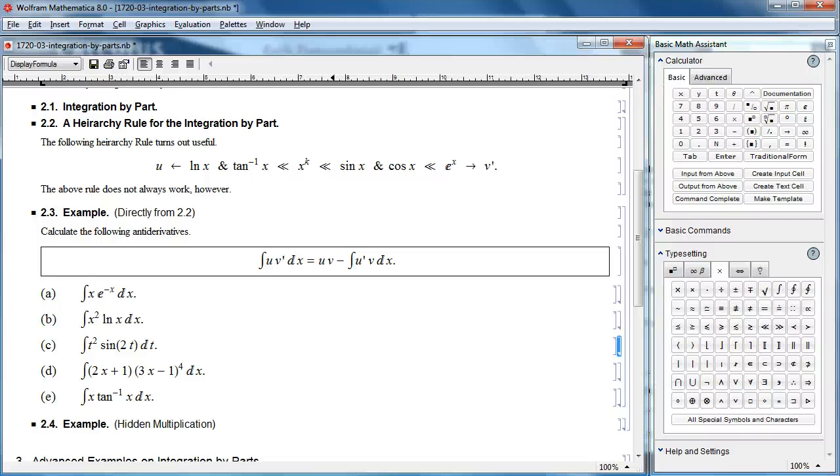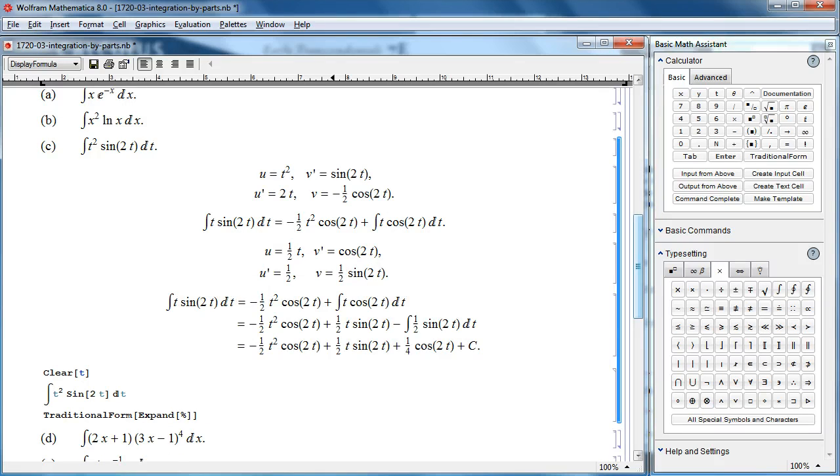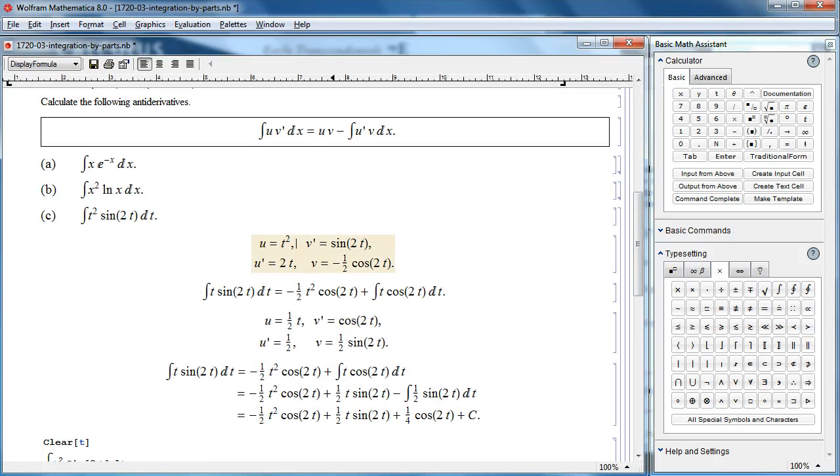The hierarchy table says t squared is my u and v prime is the sine function. Pretty clear from here. Sine has a stronger tendency to become v prime, and a power function has a stronger tendency to become u. So let's apply integration by parts, and here we go. U is t squared, v prime is sine of 2t, so let's calculate these antiderivatives. It's here, and uv minus u prime v, after canceling out this negative and that original negative, we end up with this integral right over here.